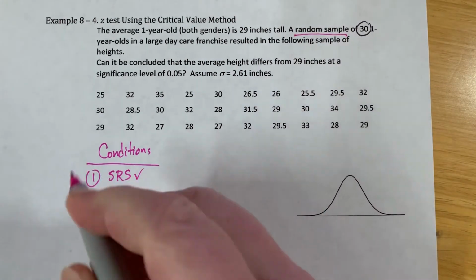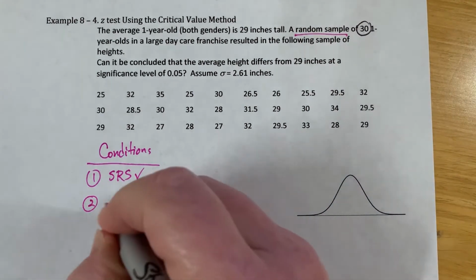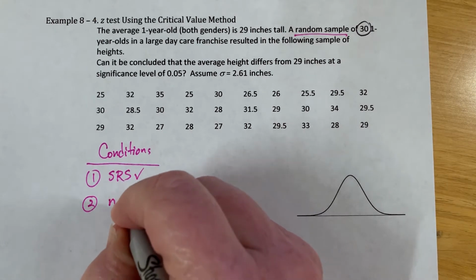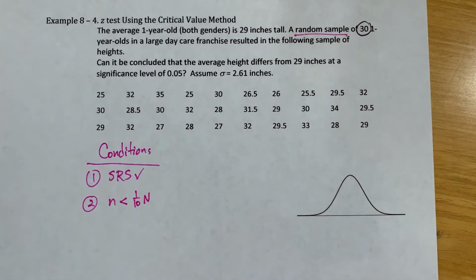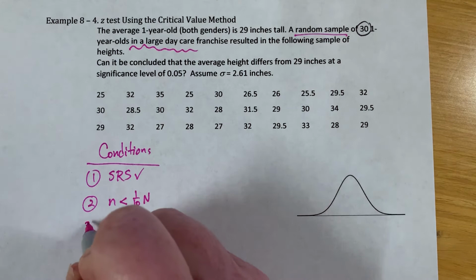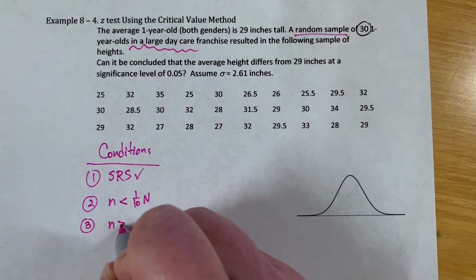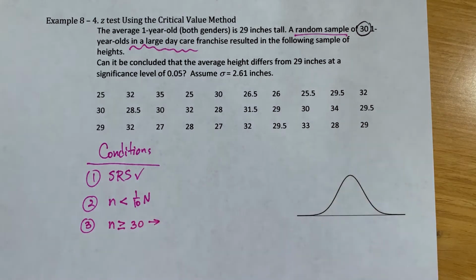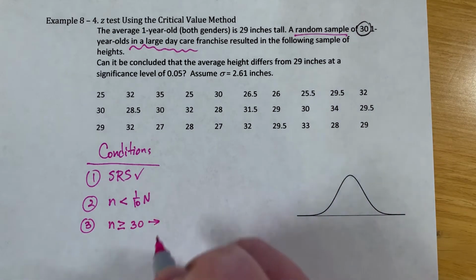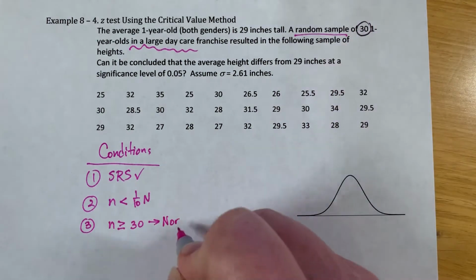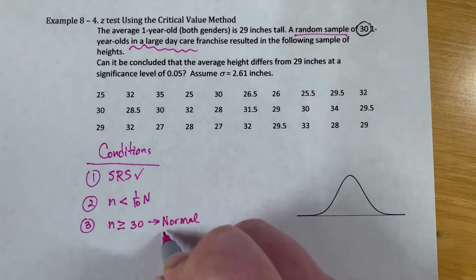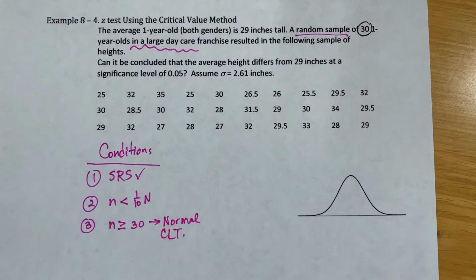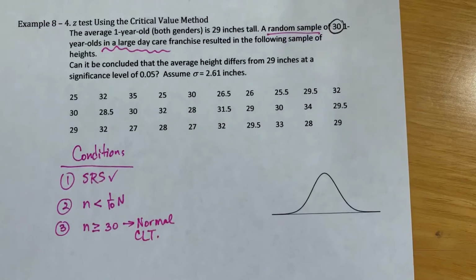Yes, I do. Fantastic. The second condition that is important is that my sample is less than 1/10 of the population. Now that's sort of a thing that you have to read in between the lines. Over here, they tell me that this is a large daycare franchise, so it's possible that they have more than 300 kids. Okay, and the third condition is that my N is at least 30. Once my N is 30, I'm going to be able to use my normal distribution. Yes, I do. I have exactly 30 kids here, so the distribution is normal due to CLT.